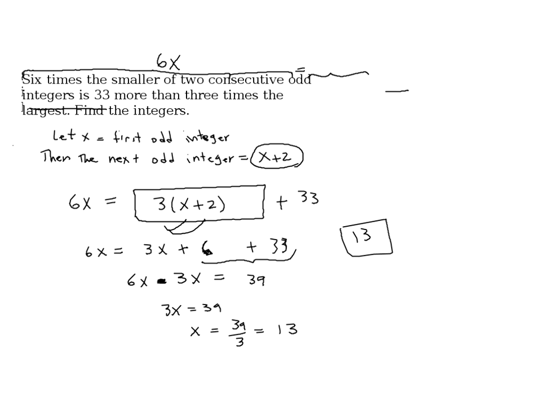So the numbers they're looking for start with 13. They're odd, that's good. The next one would be 2 more than that, 15. These are the integers.